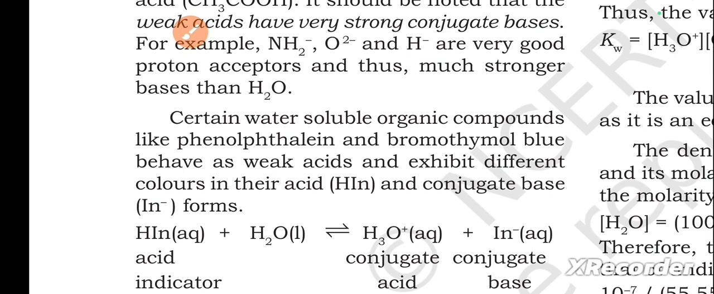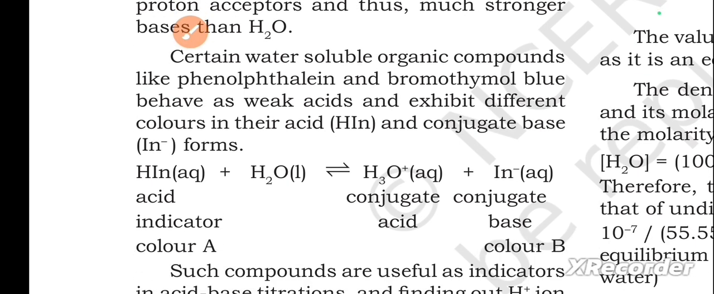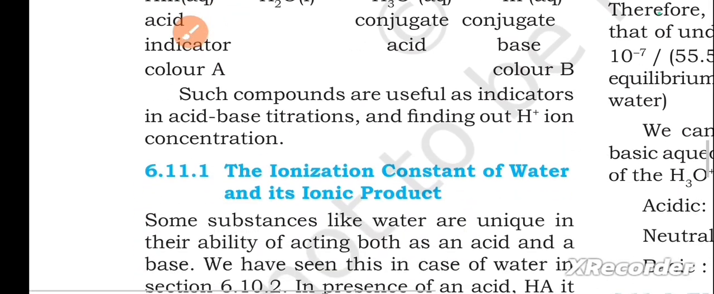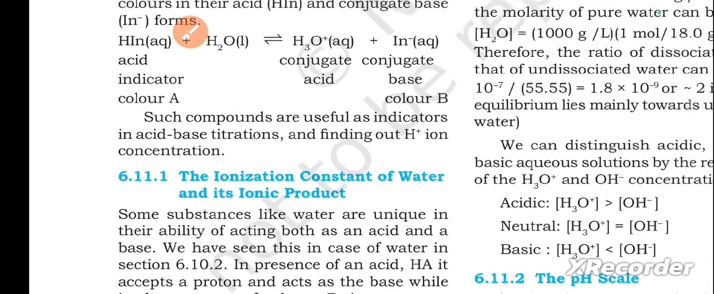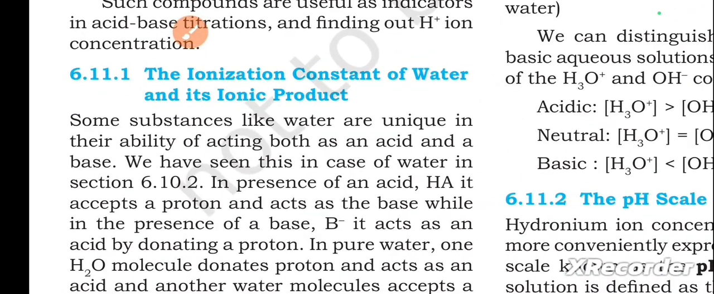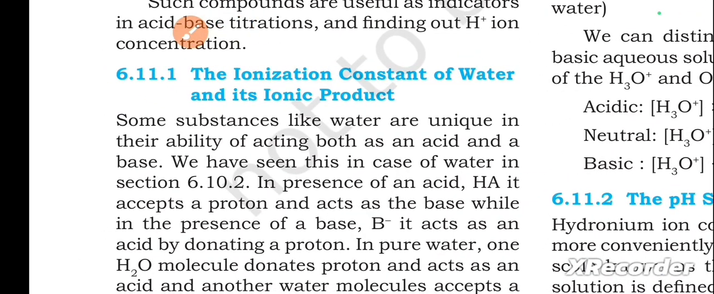Certain water-soluble organic compounds like phenolphthalein and bromothymol blue behave as weak acids and exhibit different colors in their acid and conjugate base forms. Such compounds are useful as indicators in acid-base titrations and in finding out H+ ion concentration. Next, the ionization constant of water and its ionic product.